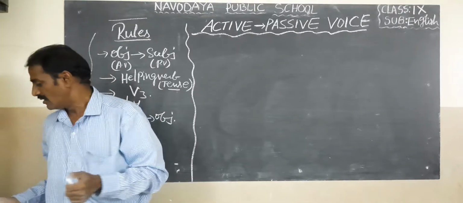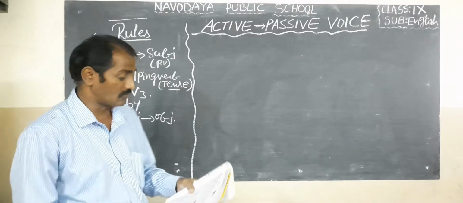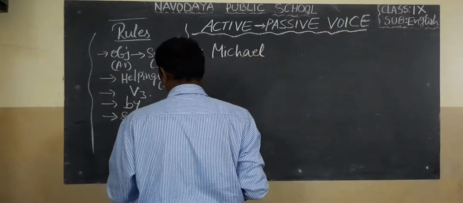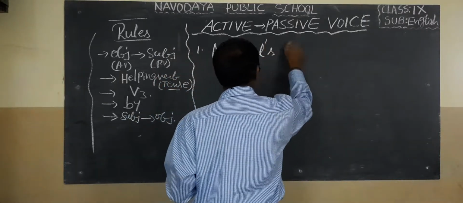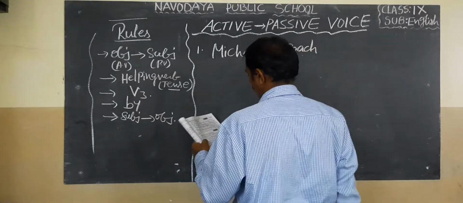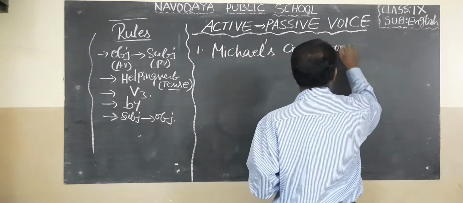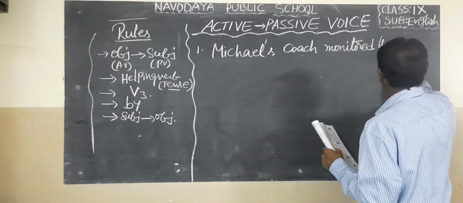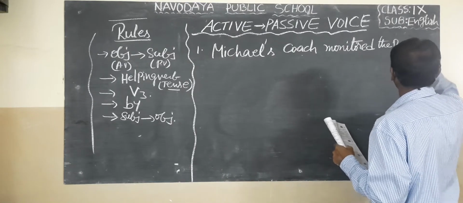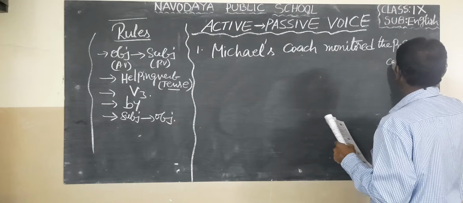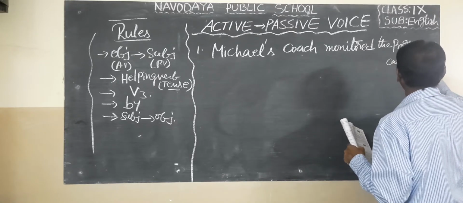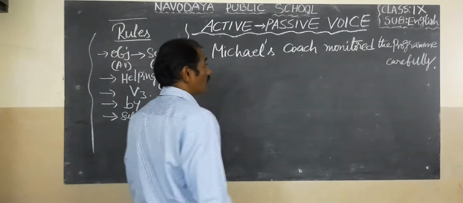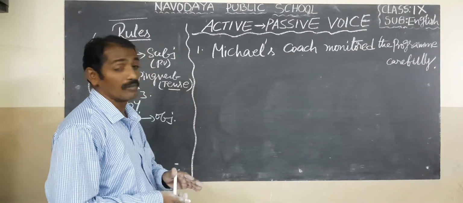Now let's see, children, the examples of unit 2. First one: Michael's coach monitored the program carefully.